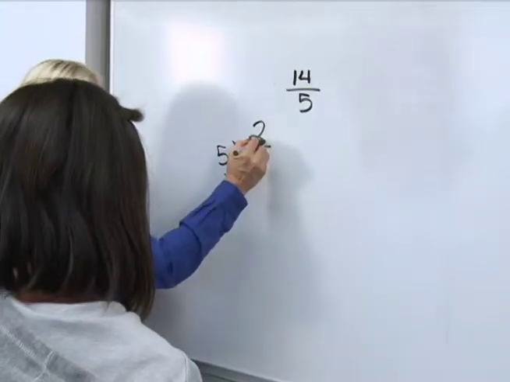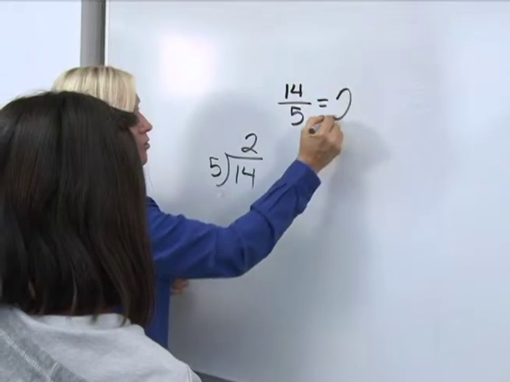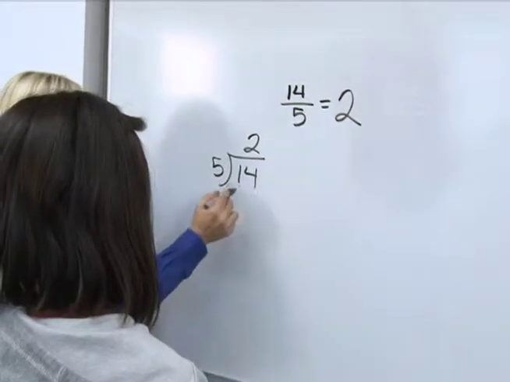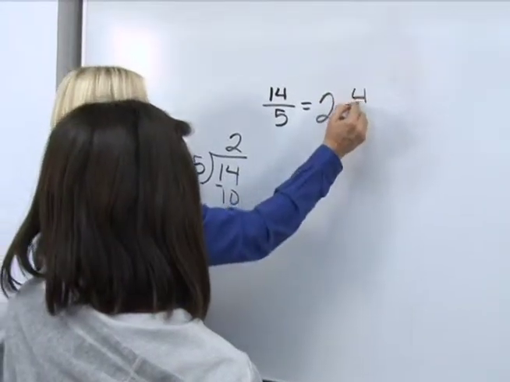How many times is 5 going into 14? 2. That's my whole number. So when I change this, this becomes a whole number. What's remaining? 2 times 5 is 10. And when I subtract, what do I get? 4. The 4 becomes my numerator. So this would be 4 over whatever I was dividing by, which is 5. So now I changed it back into a mixed number. Now, you ready? Yeah. Okay.